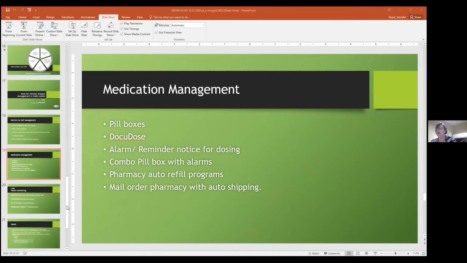Pharmacy auto refill programs. The pharmacy helps track, and I know that there are some pharmacists in this group, and thank you very much. In the auto refill programs, they keep track of what needs refilling, and they automatically refill them, and then they notify the patient that they're ready. And then mail order pharmacies with auto shipping, those are really nice. It comes right to the house. They don't have to worry about it. So next slide.